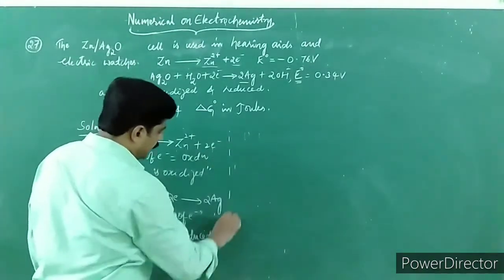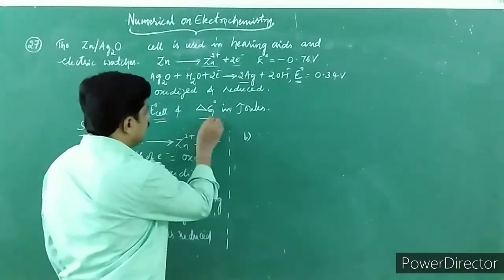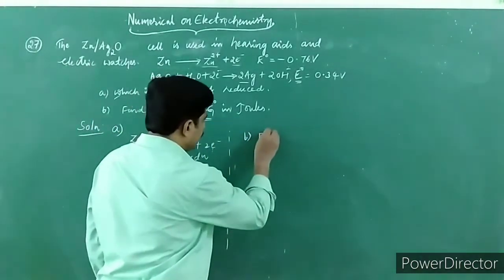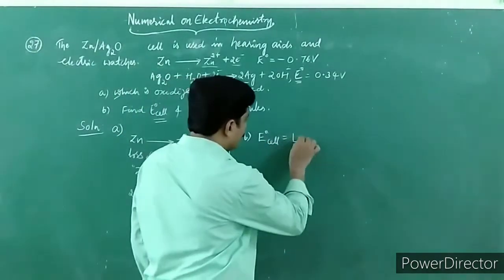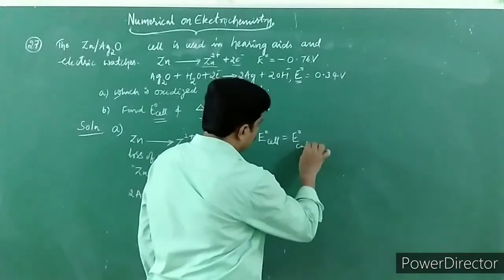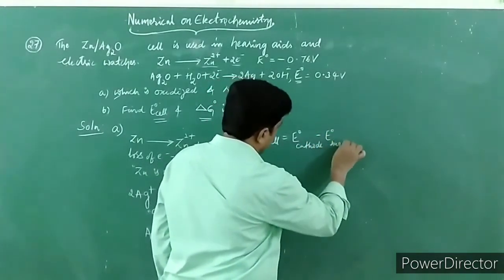Let me go to the second part. What is that? Finding E naught cell and delta G naught. Let me take up the first one, E naught cell. And you know the expression, E naught cell is equal to E naught cathode minus E naught anode.